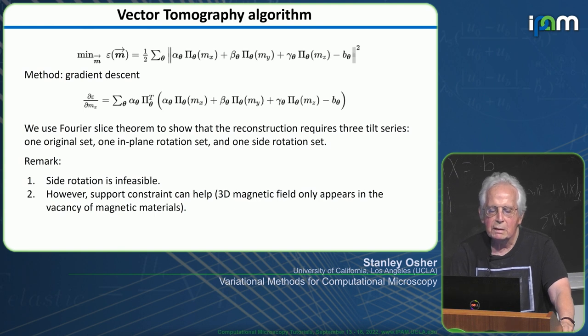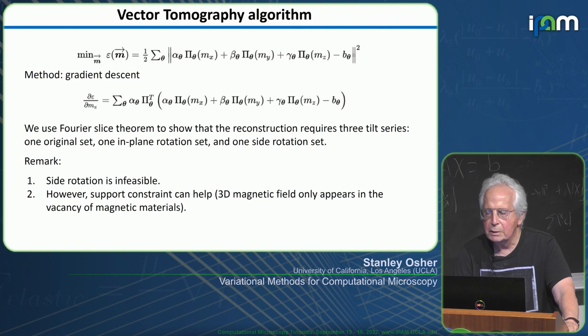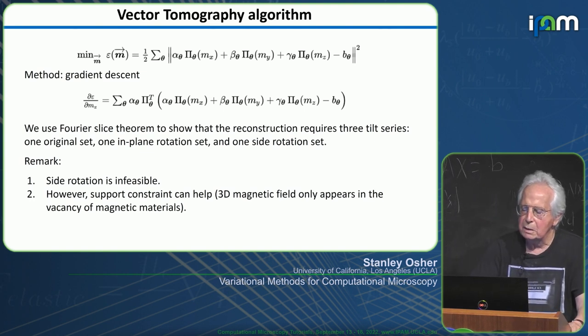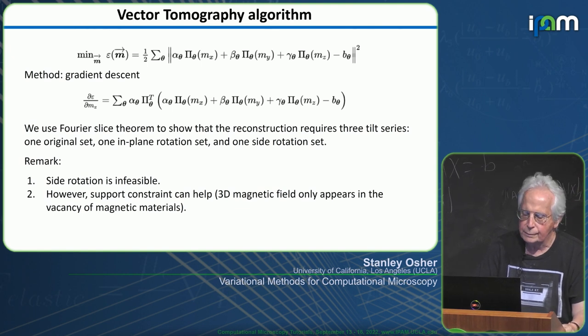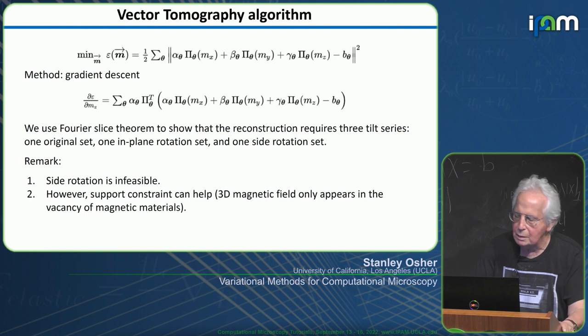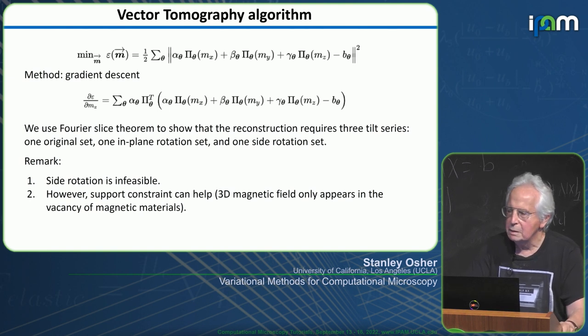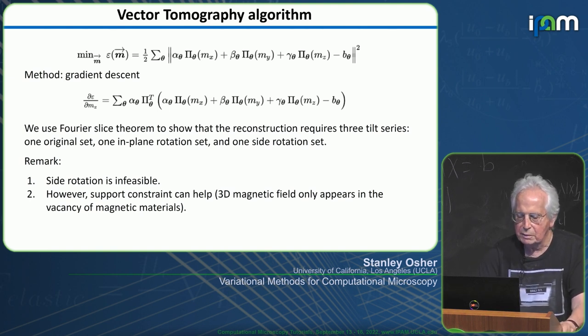So gradient descent is the first attempt. It turns out, by a little bit of Fourier analysis, you can show that you require 3 tilt series: one original set, one in-plane rotation, and one side rotation, but side rotation you can't do. That's what they tell me. However, keep your eye on number 2, which is really a good idea, in my opinion, as I keep saying, third time I said it.